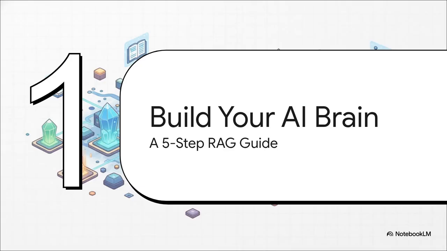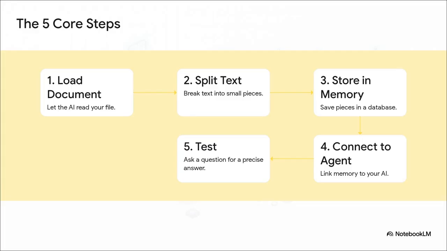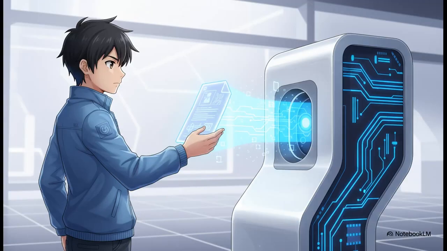All right, let's dive in and get our hands dirty. We're going to build this AI brain in 5 core steps, right inside n8n. So here's our game plan. First, we feed the AI the document. Then, we chop it up into smaller, digestible pieces. Third, we store those pieces in the AI's new memory. Fourth, we connect that memory to the main AI. And finally, the fun part. We test it out. Let's get to step 1. Okay, step 1 is super simple. Loading your document.